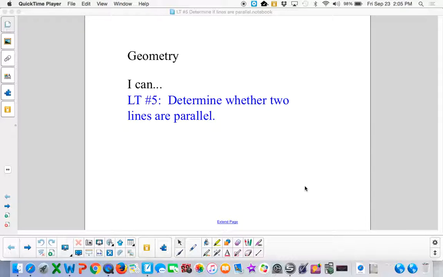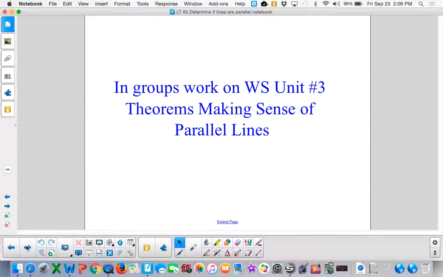Hello, this movie's about learning target 5, determining whether two lines are parallel. So in your groups, you worked on the worksheet, Unit 3, Theorems, Making Sense of Parallel Lines. So now you know sometimes you are given lines parallel, and other times you need to prove lines parallel.